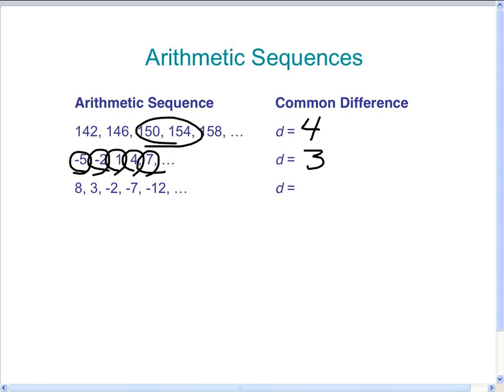Now, you don't have to just add a positive number. In other words, you can add a negative number or subtract. If I'm going from 8 to 3, I'm not adding 5, I'm actually subtracting 5. The common difference would be negative 5. So it's allowed to have a negative difference.